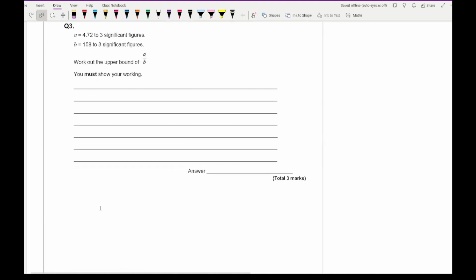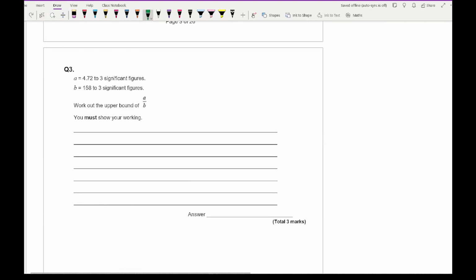Moving on to question 3, it says that A is equal to 4.72 to 3 significant figures, B is 158 to 3 significant figures. Work out the upper bound of A over B. Well, first things first, what you want to do is work out the upper and lower bound for this. So that's going to be 4.715 to 4.725, and for B we're looking at 157.5 and 158.5. With these questions, it's always important that you do write the upper and lower bounds, even though we're only going to be using one of them.